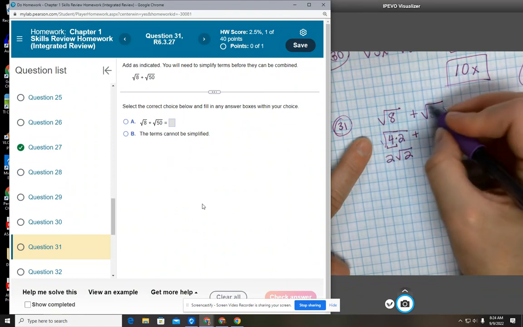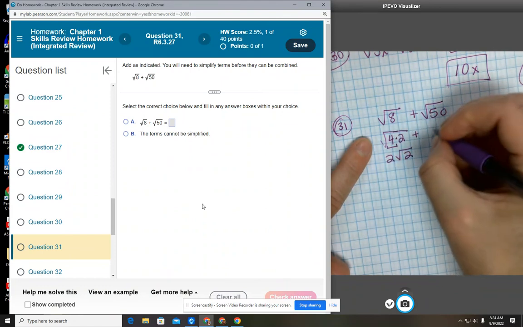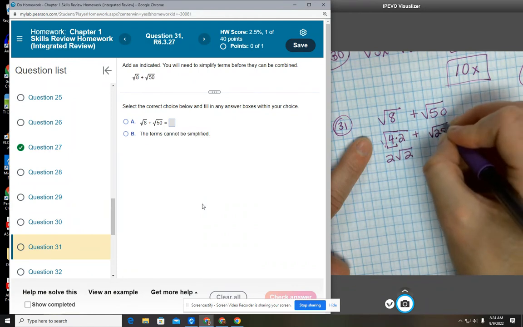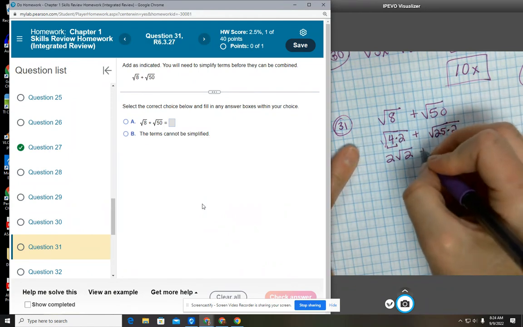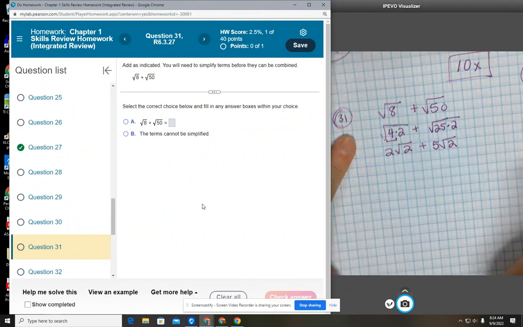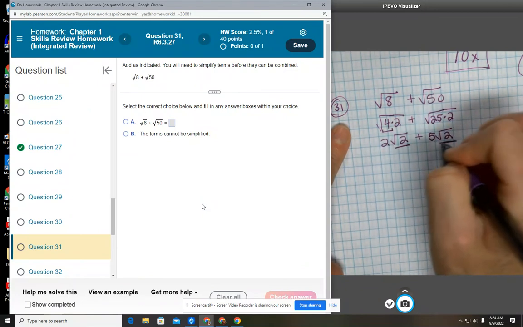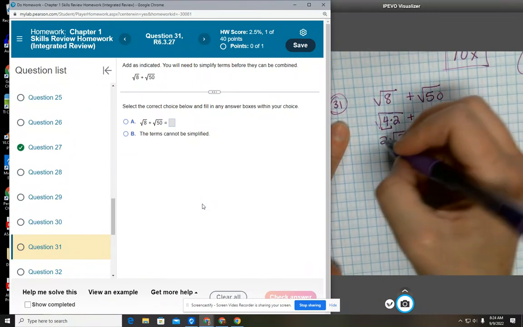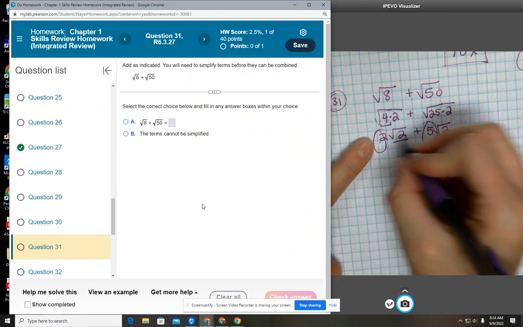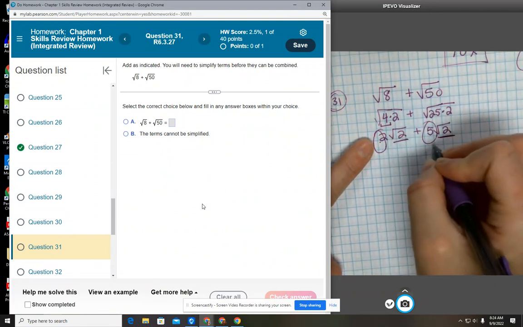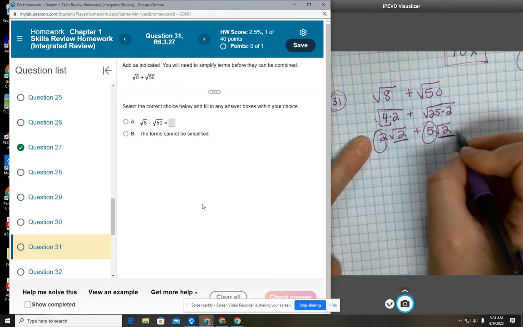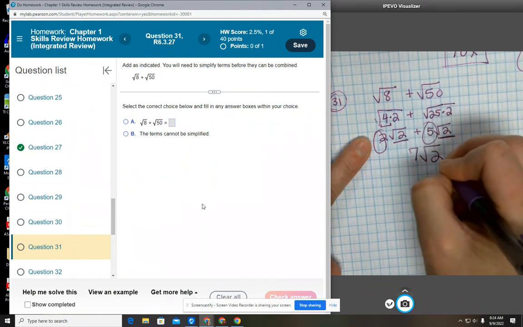Then this other one, the perfect square that evenly divides 50 is 25, so square root of 25 times 2 is 50. So plus square root of 25 is 5, square root of 2. So now we have like radicals, just like when we have like terms. So we just add our coefficients. 2 square roots of 2 and 5 square roots of 2 makes it 7 square roots of 2.